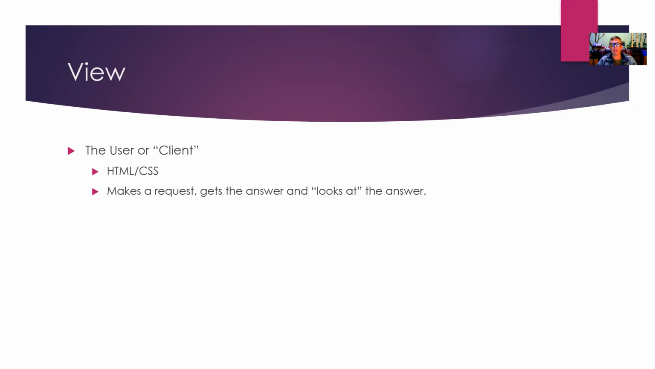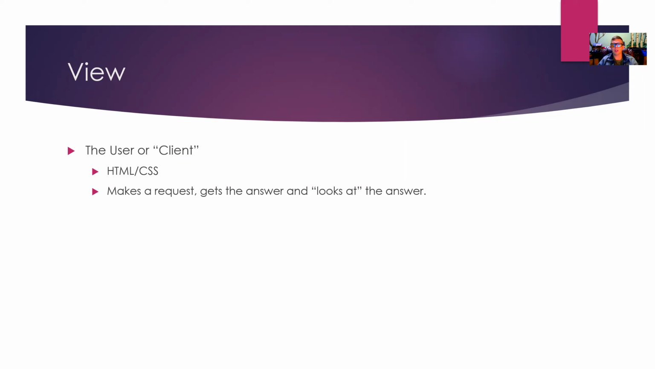View has to do with the client. The user makes a request using a browser such as Chrome, Firefox, whatever. That browser is interpreting the user's requests through HTML or CSS. These are called client languages or user languages. The browser in Chrome is built with HTML and CSS, and that is all this user gets to see: whatever is on that web page. The user makes a request and gets an answer and looks at that answer.